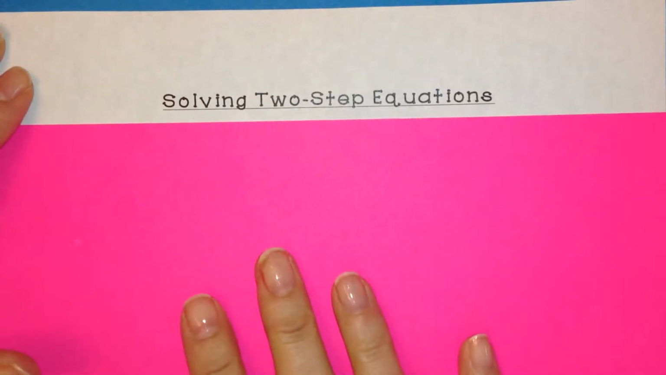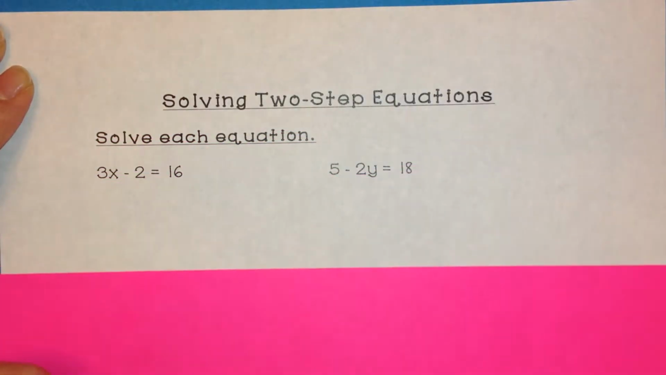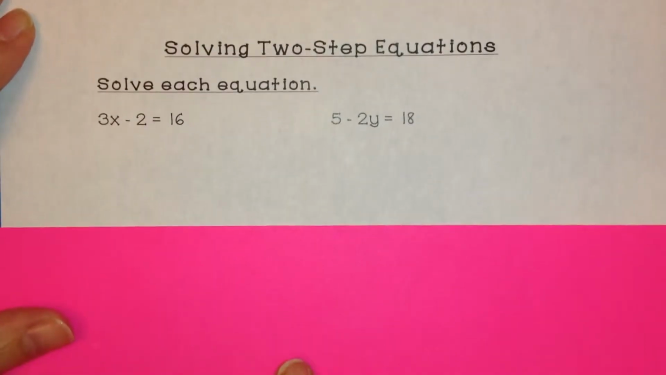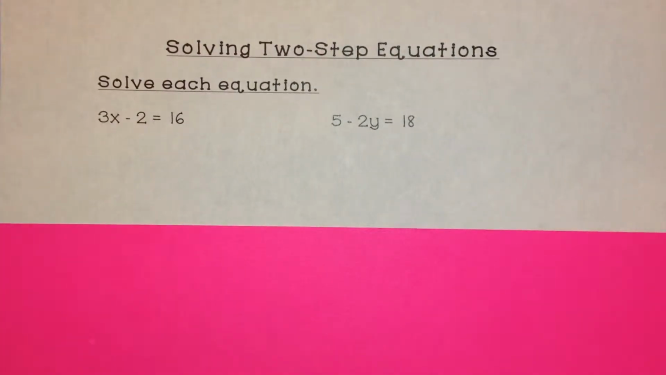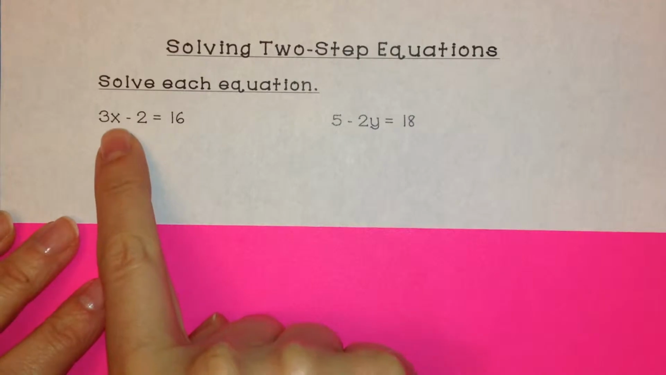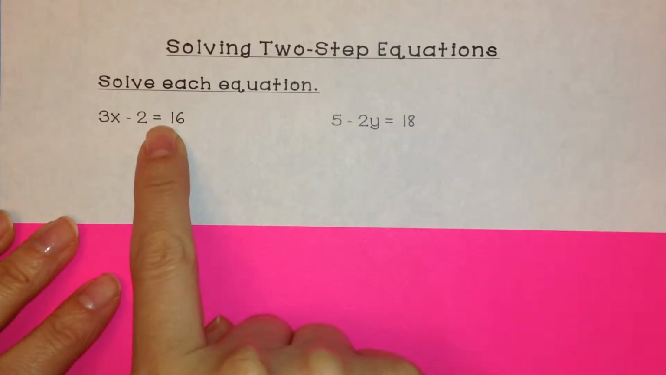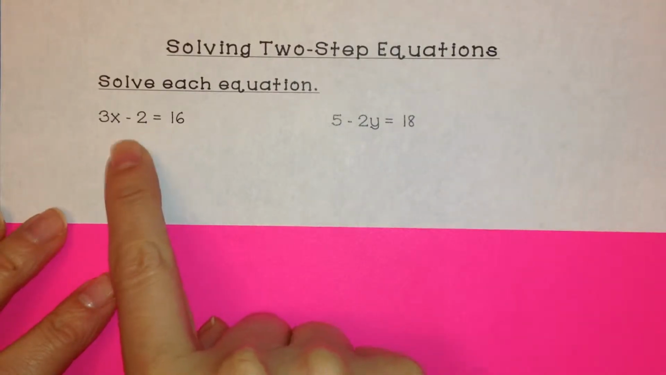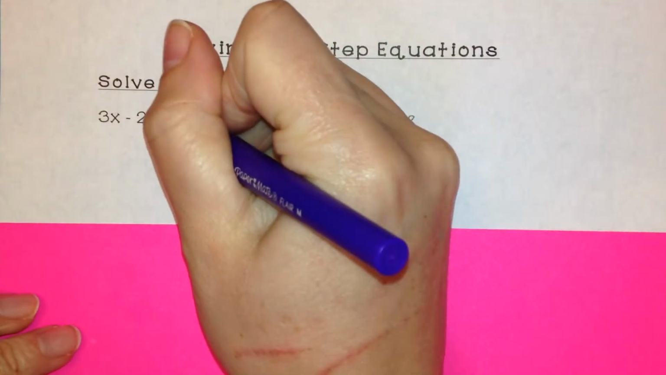This video is about solving two-step equations. So I'm going to show you a couple of equations. Remember, your goal is to get the variable on one side of the equal sign all by itself. So in order to do that, you want to move all of the numbers to the other side.